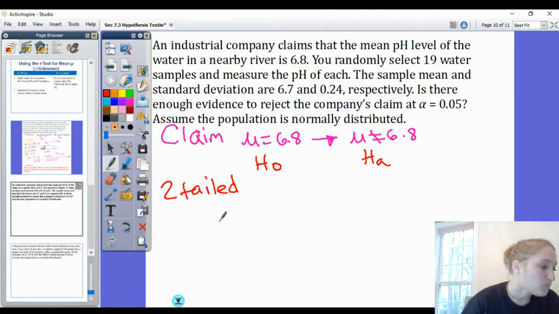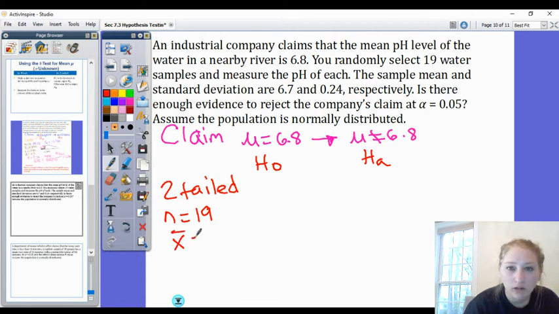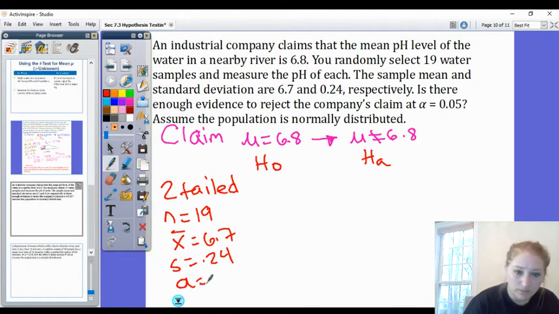So we know that our sample is 19 water samples, so N equals 19. Our sample mean is 6.8. Nope, 6.7. Our standard deviation is 0.24, and alpha is 0.05.